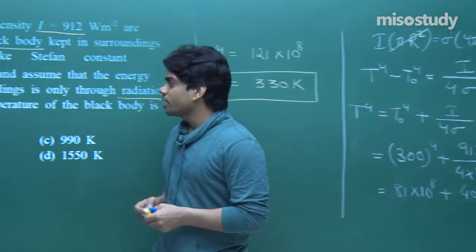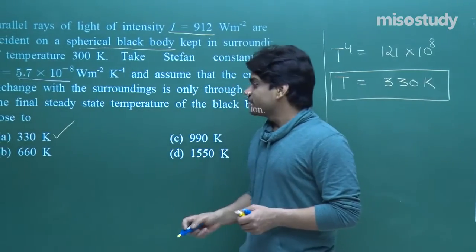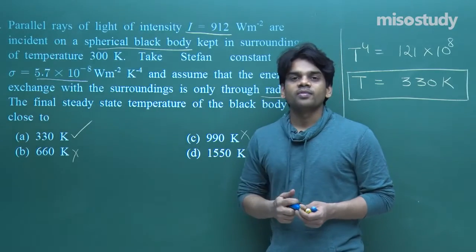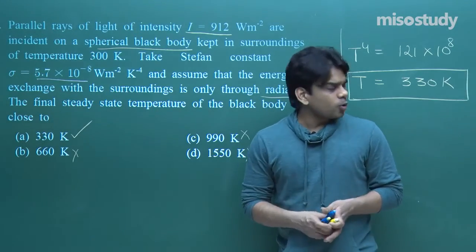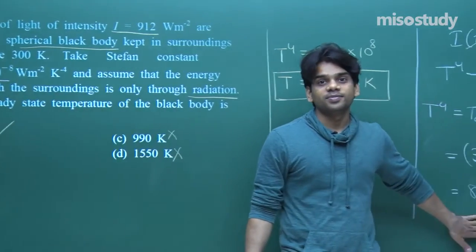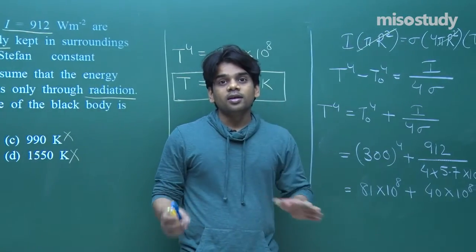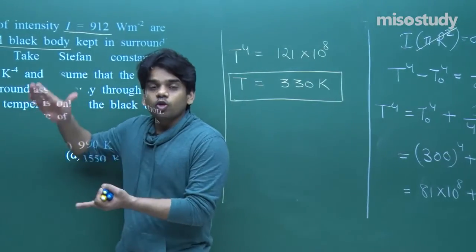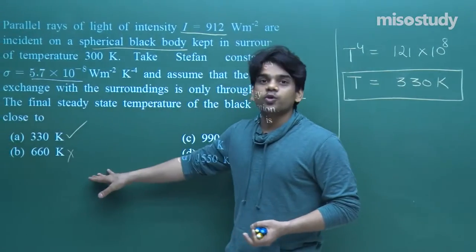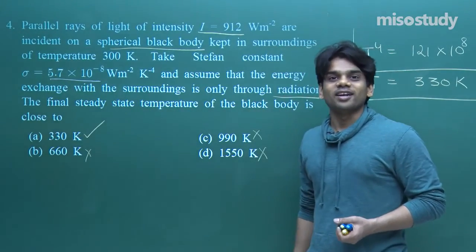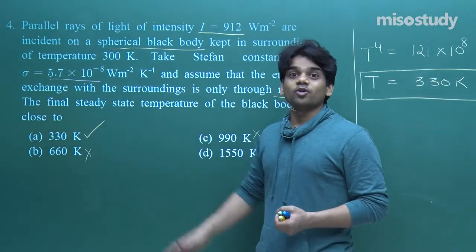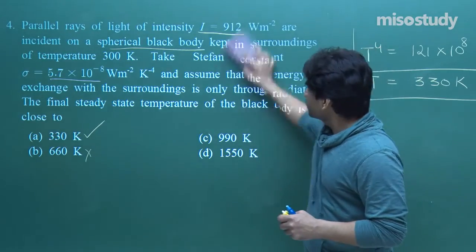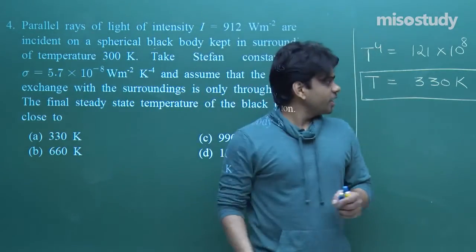Looking at the options, option A, 330 Kelvin, is the right answer. B, 660 Kelvin, no. C, 990 Kelvin, D, 1550 Kelvin. If you are thinking about how to solve this in the JEE examination, you have to reach an approximate result from this equation. The options differ quite a lot, so you can pick the option closest to your result. 330 Kelvin is the right answer you are getting. This is how logically you have to choose on the day of your examination. We will proceed with the next question.